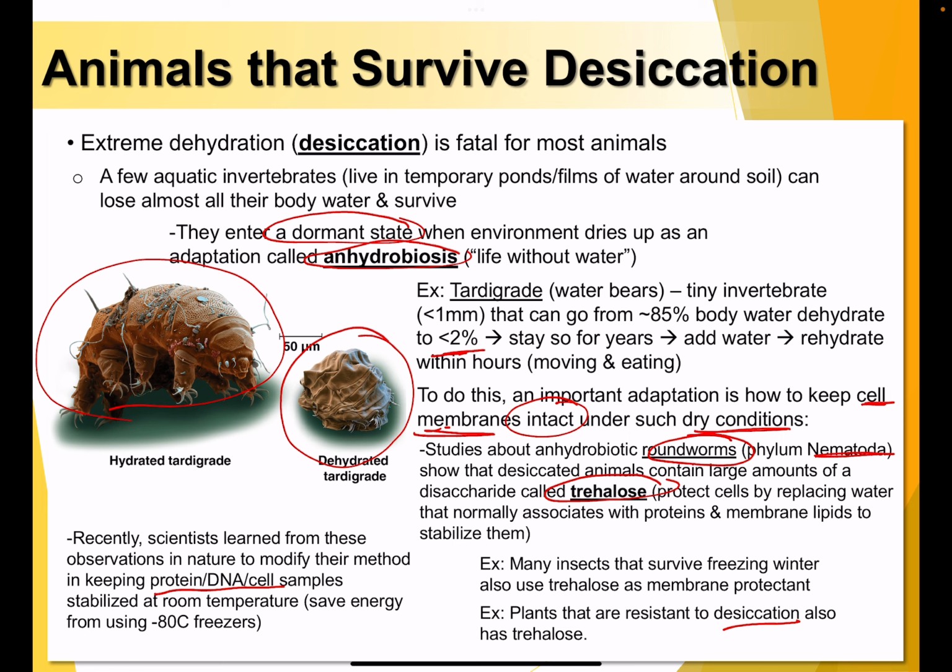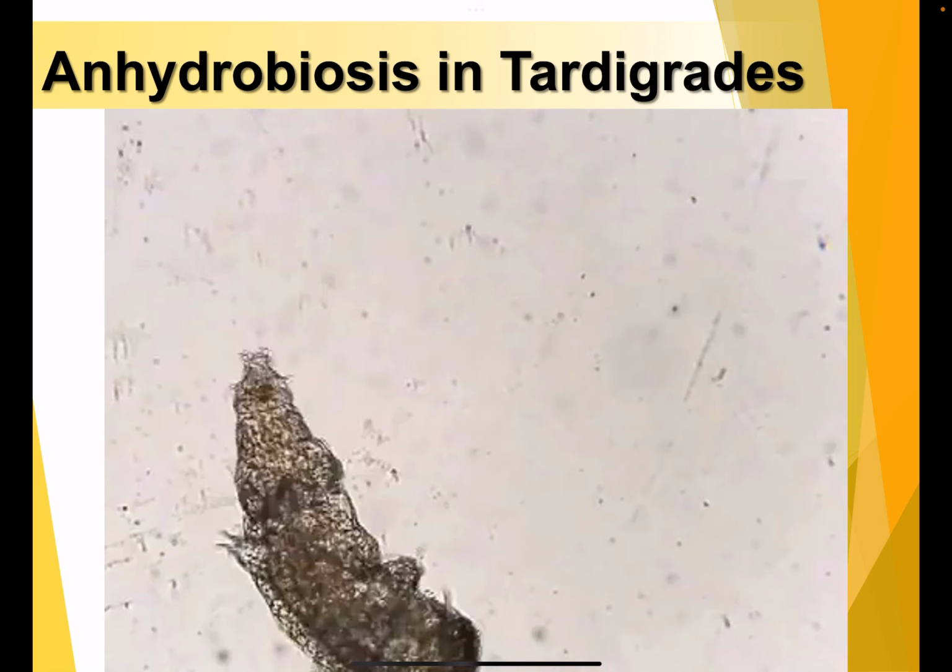Now, if we can actually keep these molecules at room temperature and still be able to stabilize them, then that's a different story. Then we will be able to save a lot of energy if we don't have to use freezers to keep these molecules alive. So they've tried to use some form of trehalose to stabilize these particular molecules, and I think they've been successful. So that's something interesting.